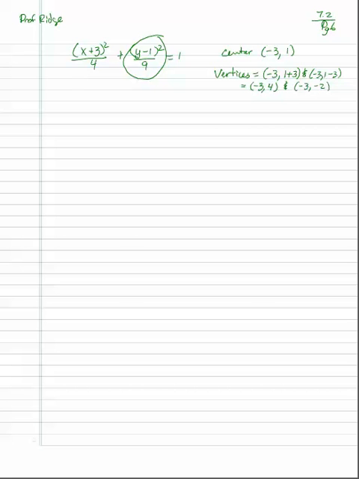And then we've got to figure out the foci. So c squared is 9 minus 4. And then you square root both sides, so c is square root of 5. And then again, major axis is the y, so I'm going to add and subtract the square root of 5 to the y coordinate. And 1 plus square root of 5 and 1 minus square root of 5, that's as simple as you can write it, so just leave it like that.